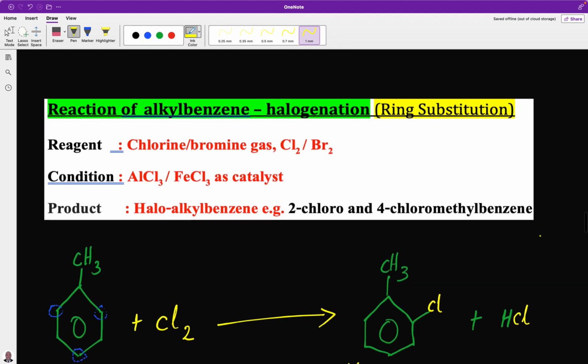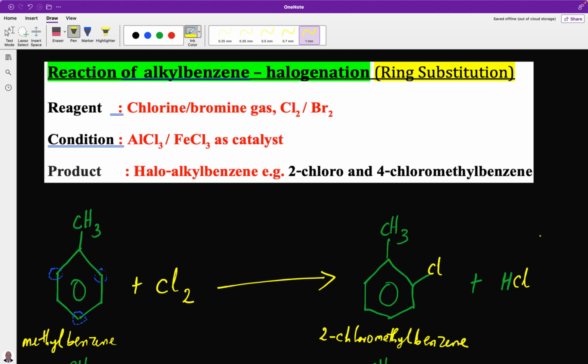Now, initially I told you the methyl group is an alkyl group, and all alkyl groups are electron donating. They tend to increase the negative charge or the electron density at the second, the fourth, and the sixth position of the benzene ring. When they do this, they activate the ring. And when they activate the ring, they enable electrophilic attack to take place at the second, the fourth, and at the sixth position.